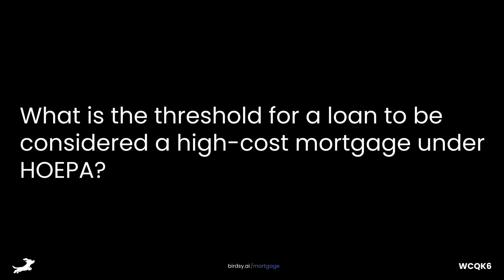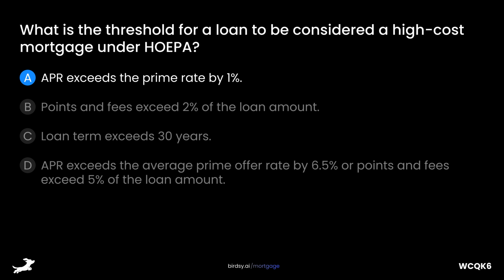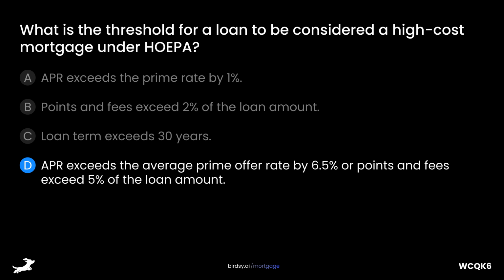What is the threshold for a loan to be considered a high-cost mortgage under HOEPA? Is it A, APR exceeds the prime rate by 1%, B, points and fees exceed 2% of the loan amount, C, loan term exceeds 30 years, or D, APR exceeds the average prime offer rate by 6.5% or points and fees exceed 5% of the loan amount?